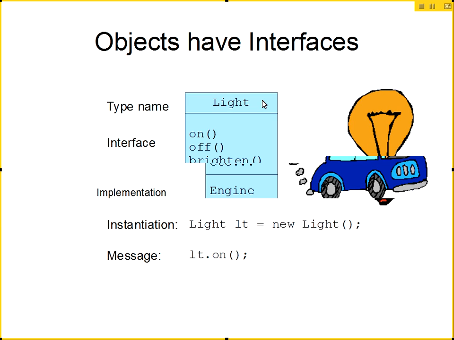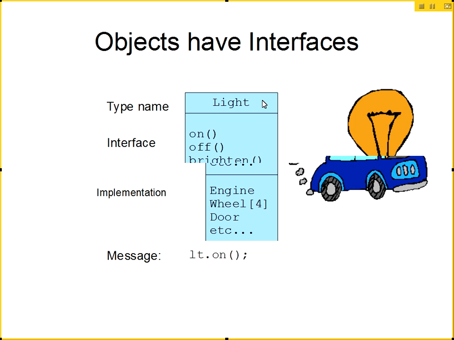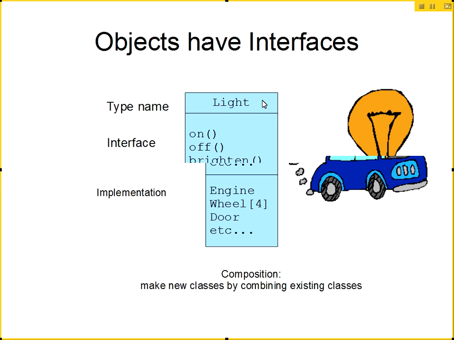At some point, we're going to want to start reusing the implementations. The common methods for a car data type would be start and drive. And our internal implementation is going to have an engine, a number of wheels, and a number of doors.